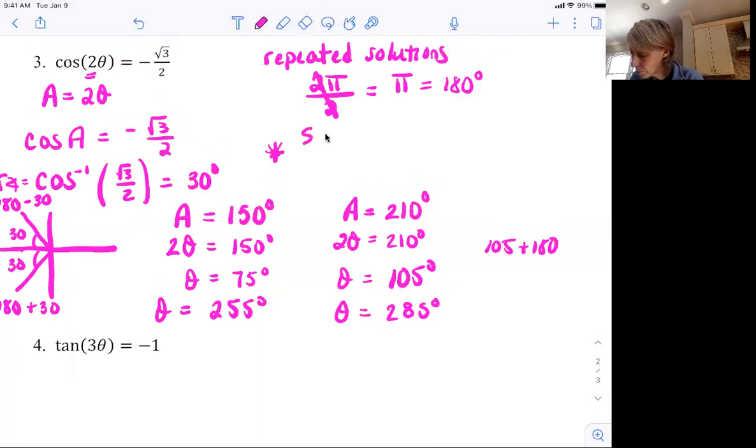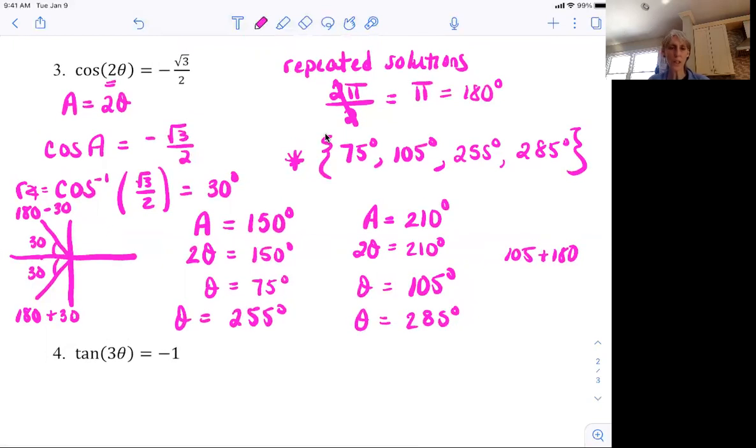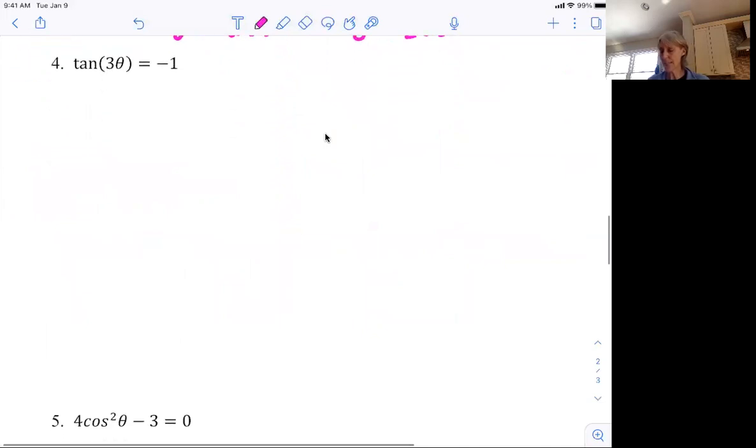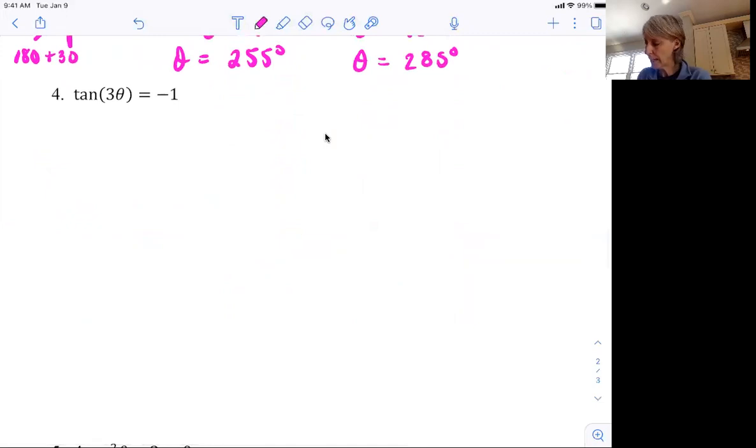I'm going to write my answers up here. My solutions become 75, 105, 255, and 285. So this is just another way to approach a trig equation. Let's look at tan of 3 theta equals -1. Again, I have a multiplier, right? So we're going to let A equal 3 theta. Tan A equals -1.